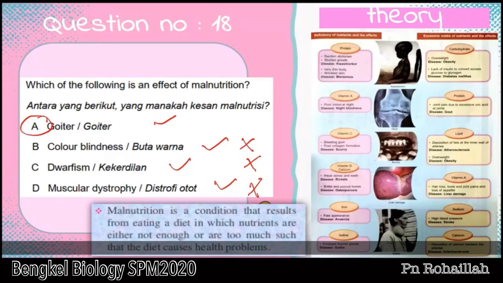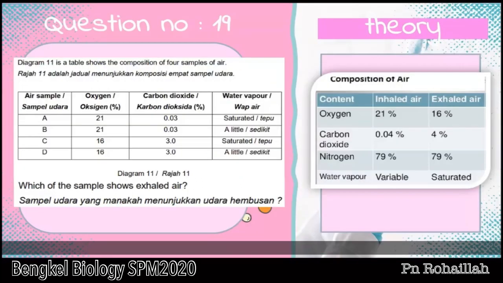Alright, next. Question number 19. Diagram 11 is a table showing the composition of 4 samples of air. Which of the samples shows exhaled air? So, exhaled air, this is the percentage. Which one is the exhaled air? So the answer should be the one where the carbon dioxide increases. See? These two here, the carbon dioxide is low.